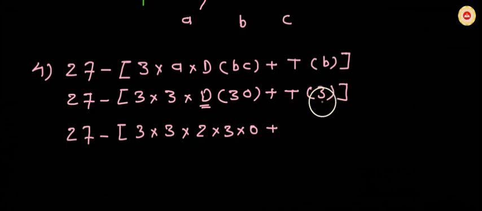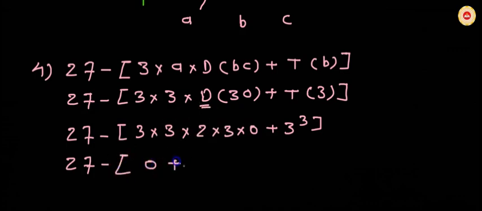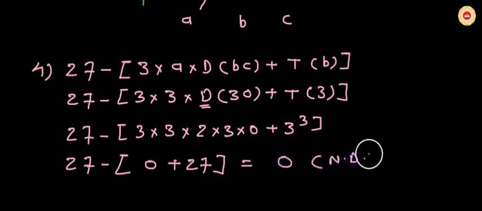How do we calculate the triplex of a single digit? We cube that digit, and that's the triplex of that digit. So 3 cubed. So 27 minus, this is 3 multiplied by 3 multiplied by 2 multiplied by 3 multiplied by 0 is 0. Write 0 here, plus 3 cubed is 27, yes. So 27 minus 27 is 0. 0 is the net dividend.